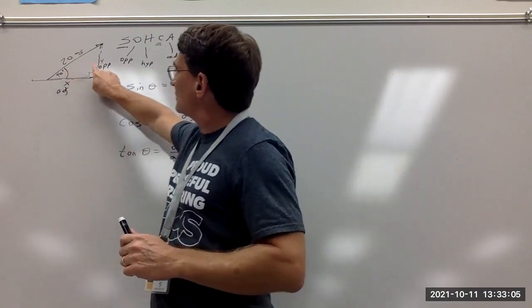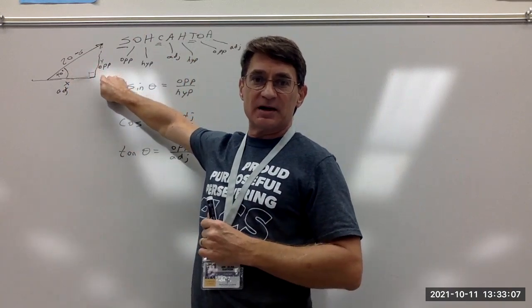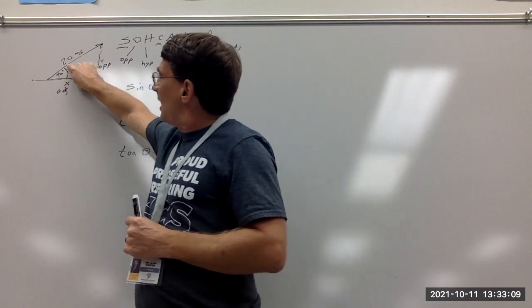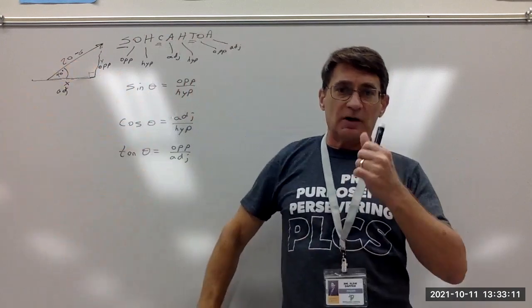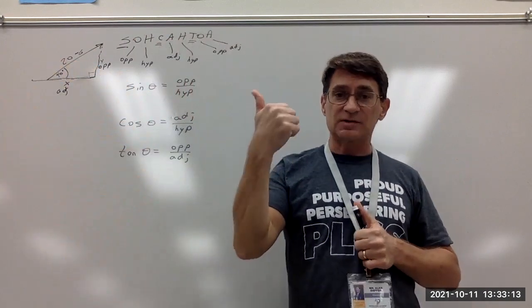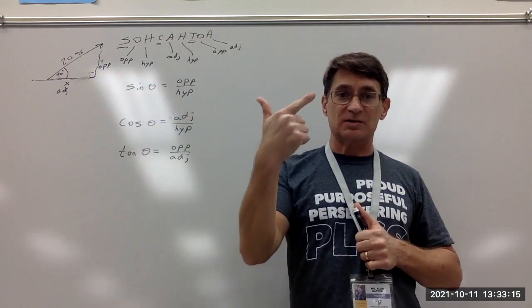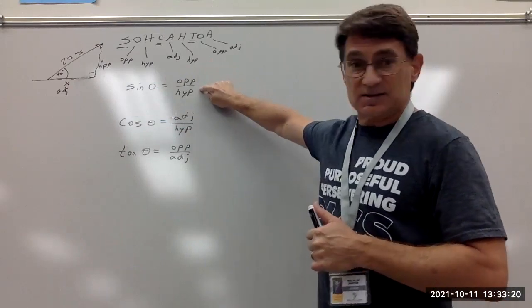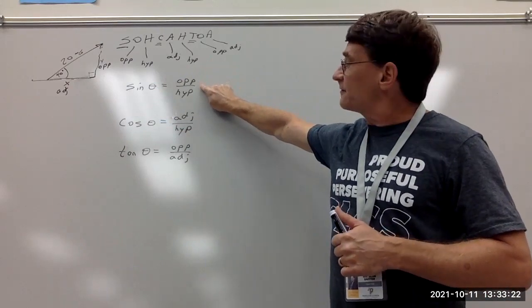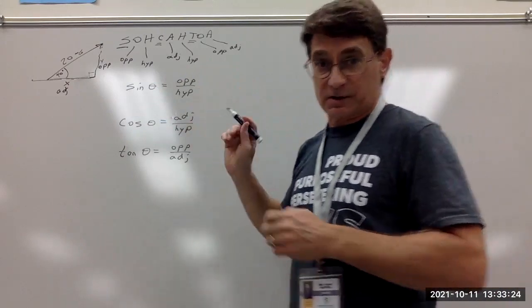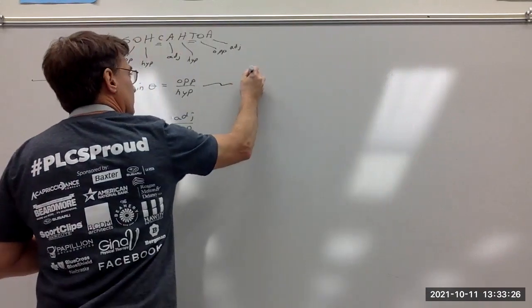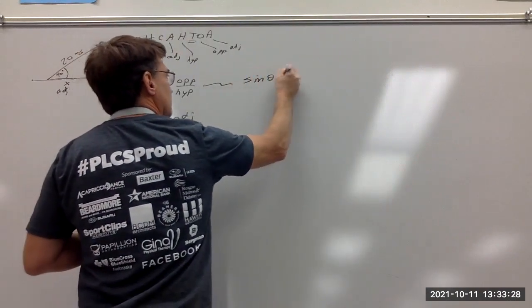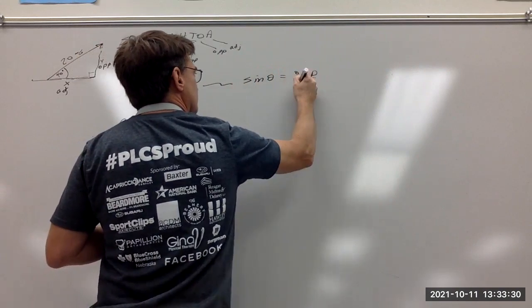Let's say I want to know y, the opposite side. I already know the hypotenuse, right? So I want to think about the thing I know, the hypotenuse, and the side I want to know, the opposite. That's H and O. Which has O and H? That's a sine problem, isn't it? So sine of theta is opposite over hypotenuse. I'm going to start with that. So I'm going to write sine theta equals opposite over hypotenuse.